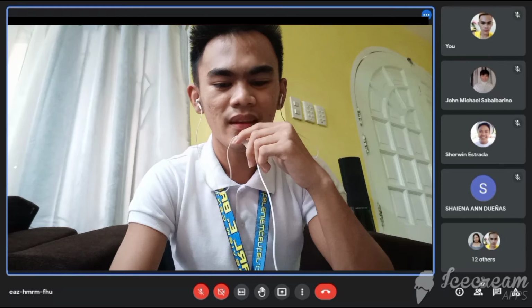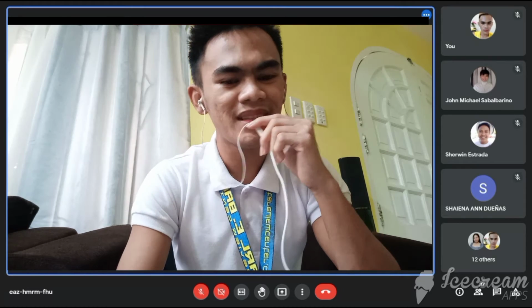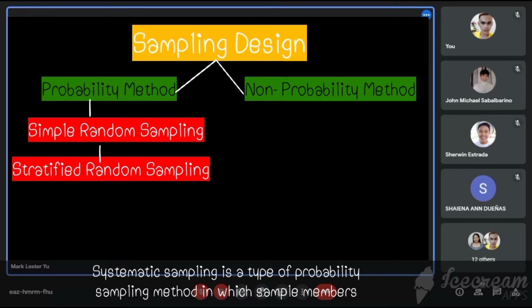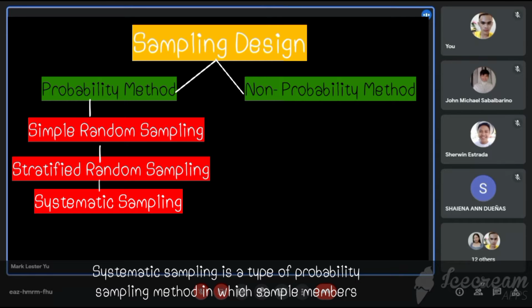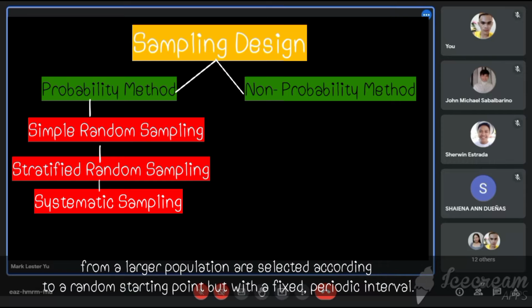How about systematic sampling? Systematic sampling is a type of probability sampling method in which sample members from a larger population are selected according to a random starting point but with a fixed periodic interval.